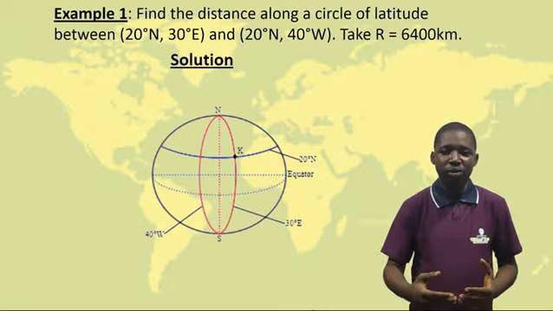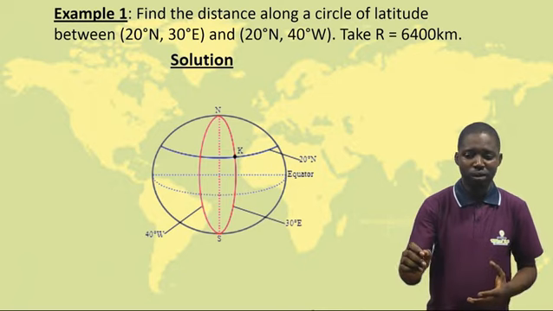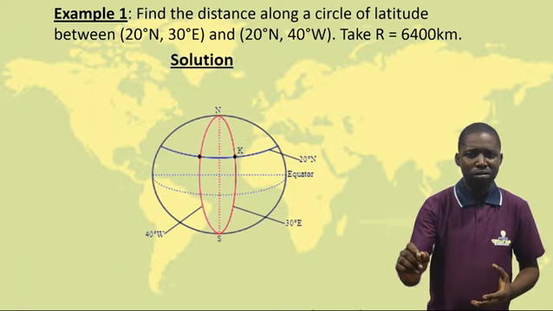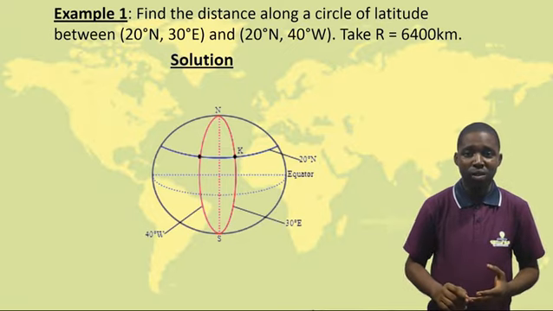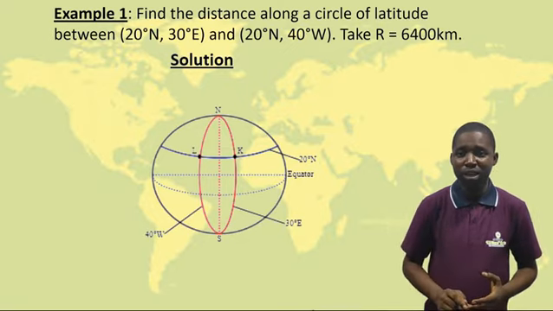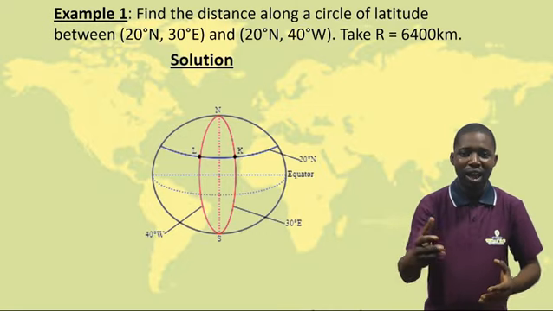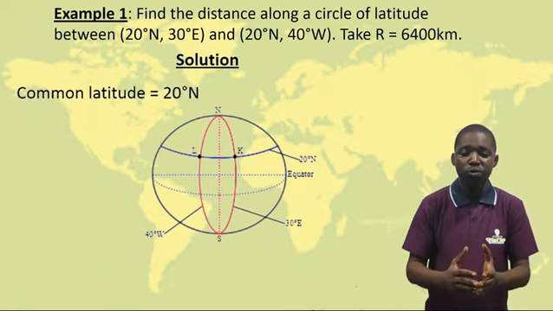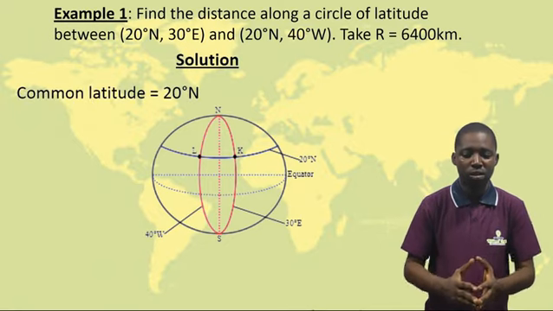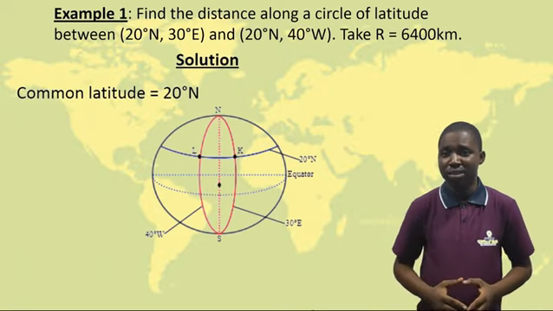Now, like I said, we have our latitude to be common, 20 degrees north. We can see that. But let me label the other one. I labeled the first one K, so let me label this one L. So I have my point L. Now, having my point L, I want to get the distance between K and L. They both have a common latitude of 20 degrees north. So how do we get the angular distance? That is the next thing we should be asking ourselves.